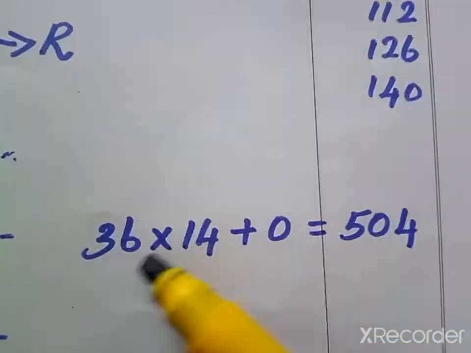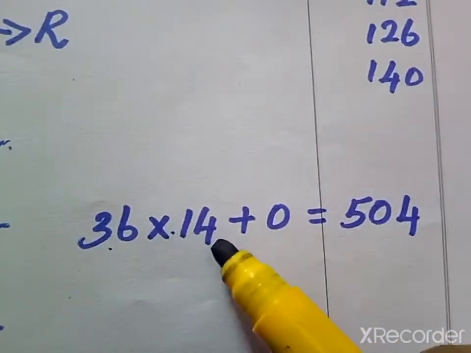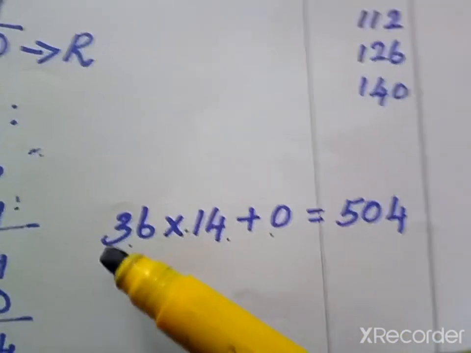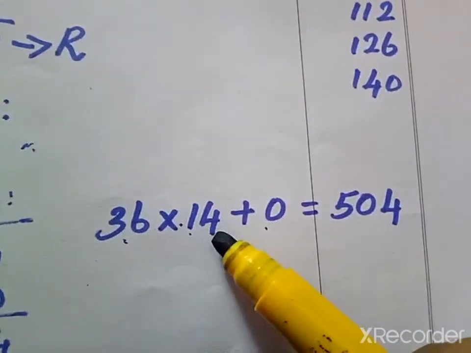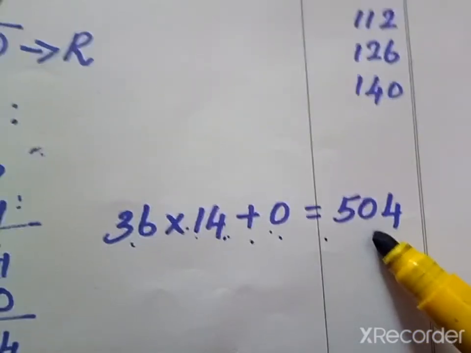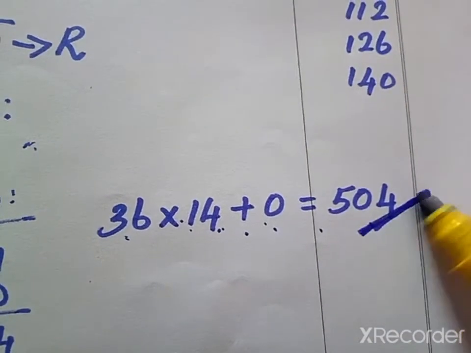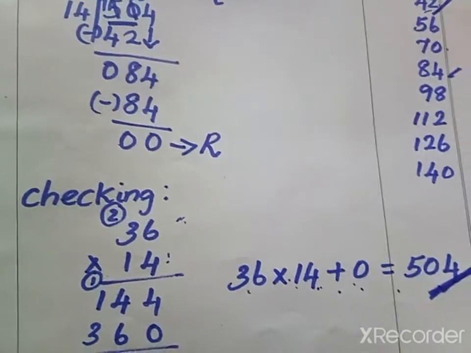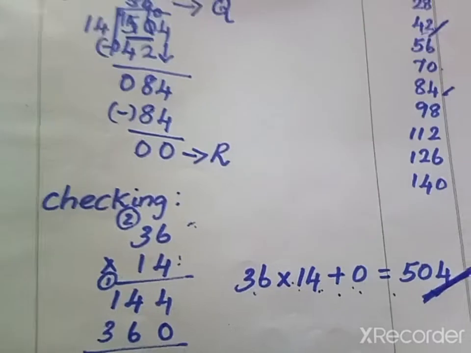So we can write like this, that is 36 into 14 plus 0 is equal to 504. That is quotient into divisor plus remainder, which is equal to dividend. So here we got our dividend. So our division is correct. So this is how we have to do our division and our checking.